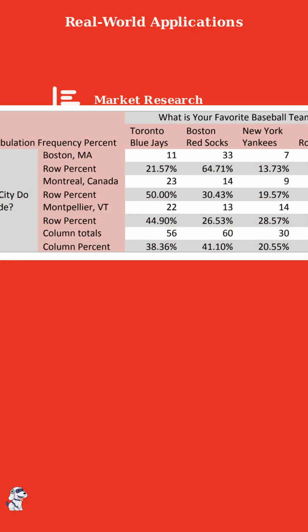Here's a real example showing how cities relate to favorite baseball teams. This cross-tabulation reveals regional preferences and helps businesses understand geographic market segments.